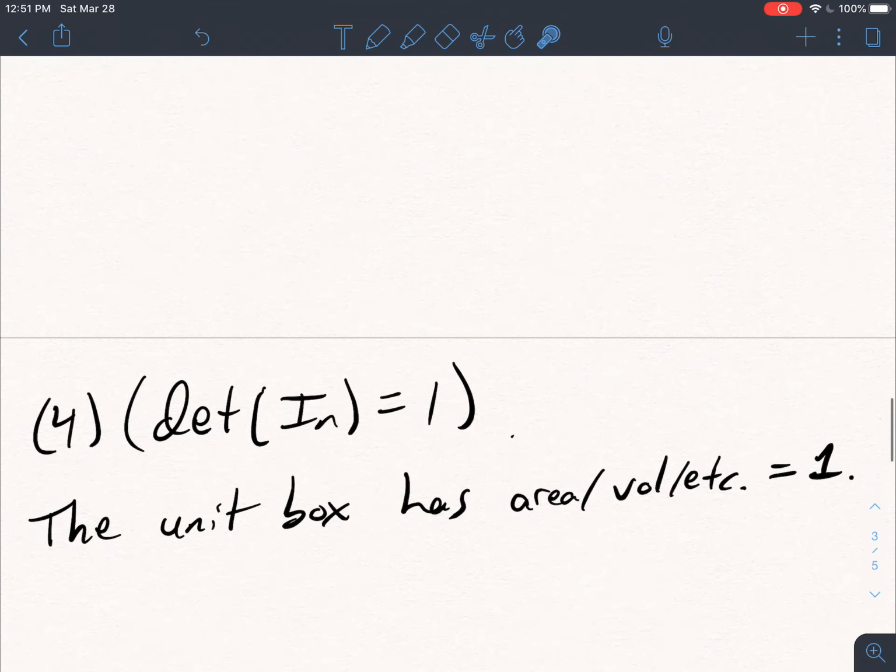Okay. And our fourth property is that the determinant of the identity matrix is equal to 1. The corresponding statement for size functions would just be, well, look at the unit box. So I guess you could look at the two-dimensional 1x1 square.